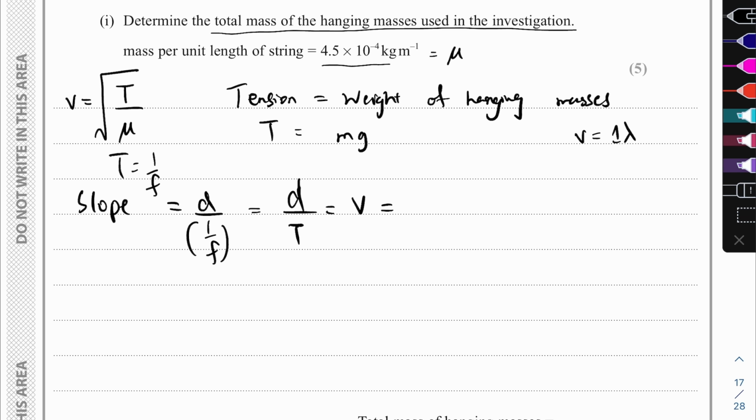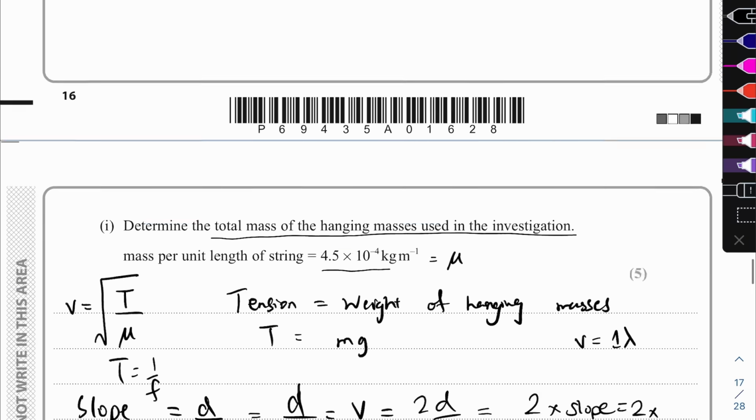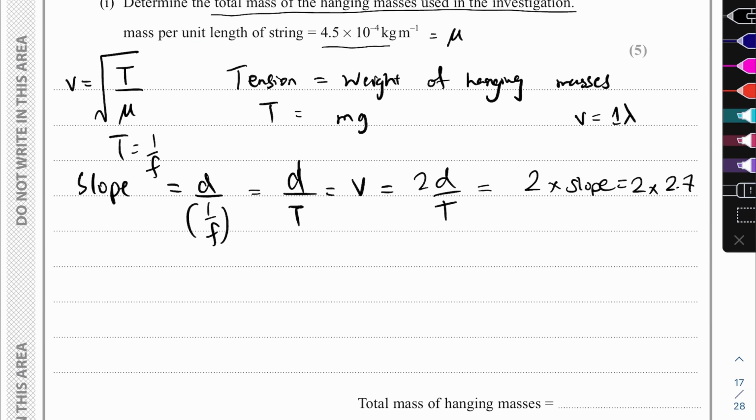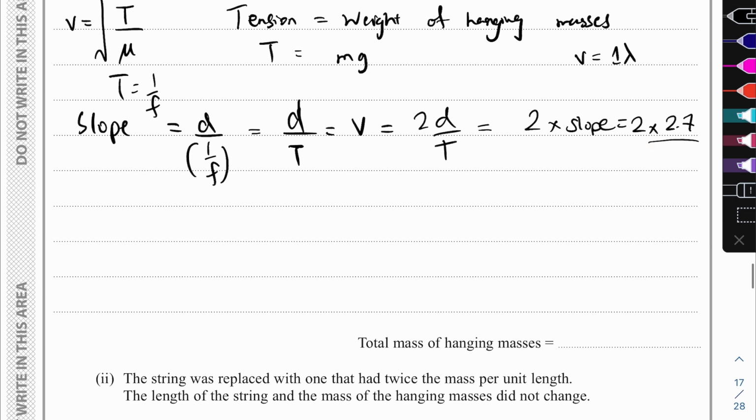So we know that v will be 2d over t, which is the same thing as saying 2 times the slope. In this case, let's take d as 2.7, and the time is given to us as 0.08. So 2 times 2.7 divided by 0.08 gives us V equals 67.5 meters per second, or ms to the power minus 1.